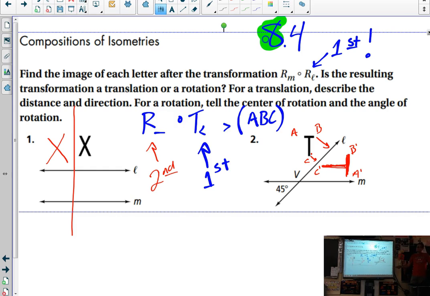Then we would want to reflect across line M, and since it's a straight line and things are perpendicular with it, it will stay like that. Crappy drawing. Sorry, this looks like somehow it got bigger. But then A double prime would be right there, B double prime would be right there, and C double prime would be right there.